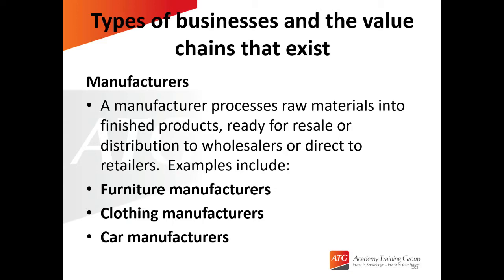Now, the types of businesses in the value chains that actually exist. First, you have manufacturers. A manufacturer processes raw materials into finished products ready for resale or distribution to wholesalers or direct to retailers. Examples could be furniture manufacturers, clothing manufacturers, car manufacturers.